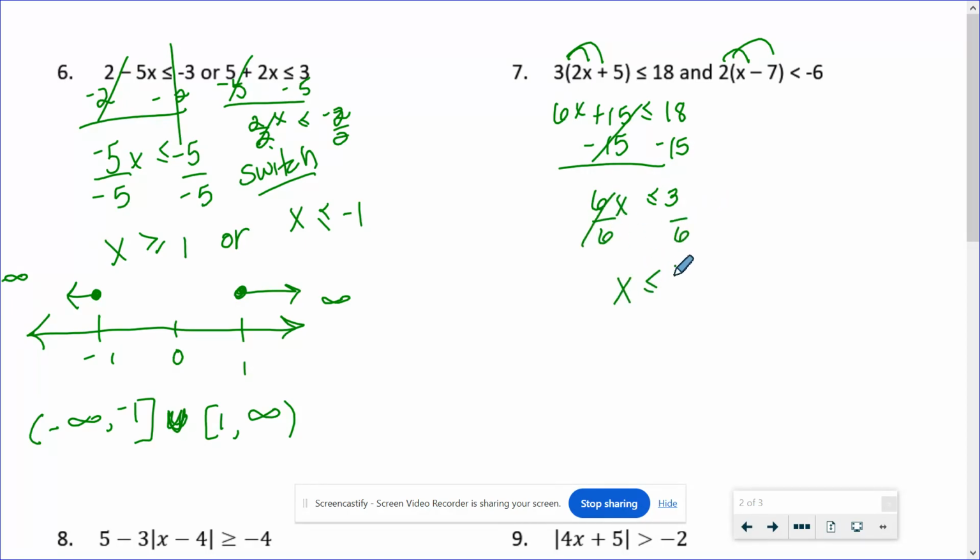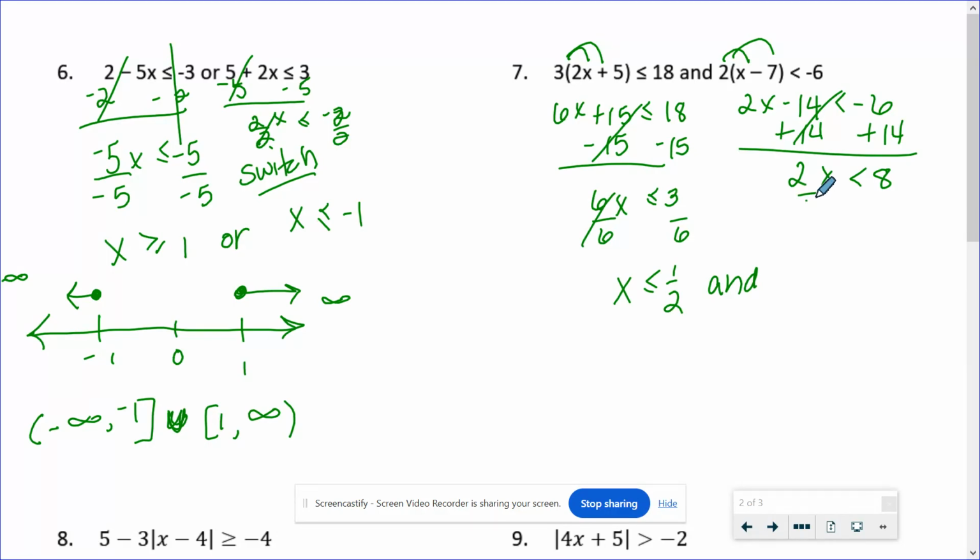So x is less than or equal to 1/2, and that's going to be 2x minus 14 is less than negative 6. Add 14 to both sides. So 2x is less than 8, divide by 2. So x can also be less than 4. So this is something that doesn't happen all the time. In an AND type problem, I have both of my inequalities going in the same direction. So let's see what that's going to look like when I graph it.